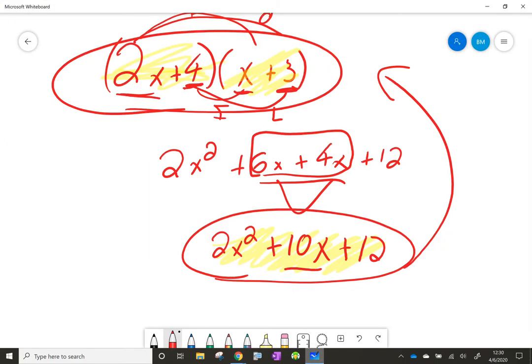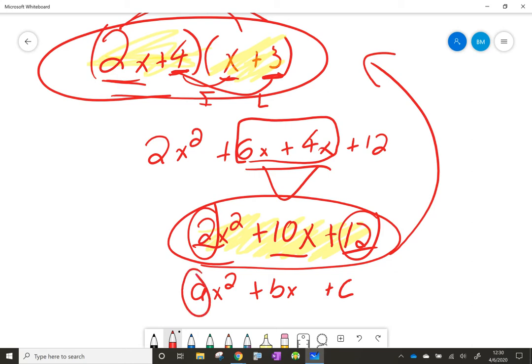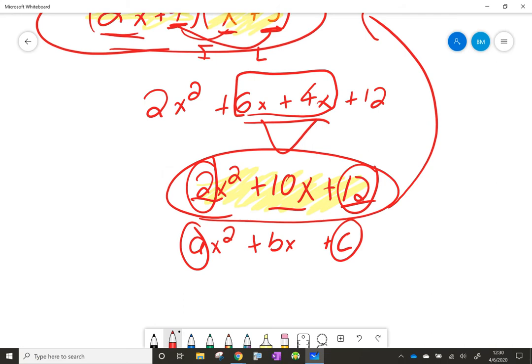So let's go back to this, right? Notice our answer was 2x squared plus 10x plus 12. What you need to pay attention to is the first and last coefficient, so the 2 and the 12. The 2 in the very front, the 12 at the very end. Normally, in standard form of a quadratic, we call those numbers the a and the c number. The a being the first number in front of the x squared, and the c being the number at the end. Now, if you multiply those together, 2 times 12 in this case, we get 24.